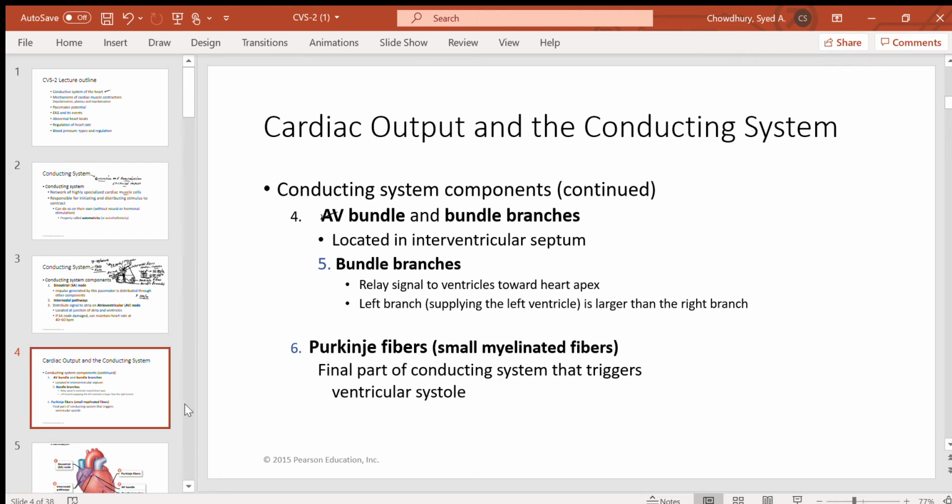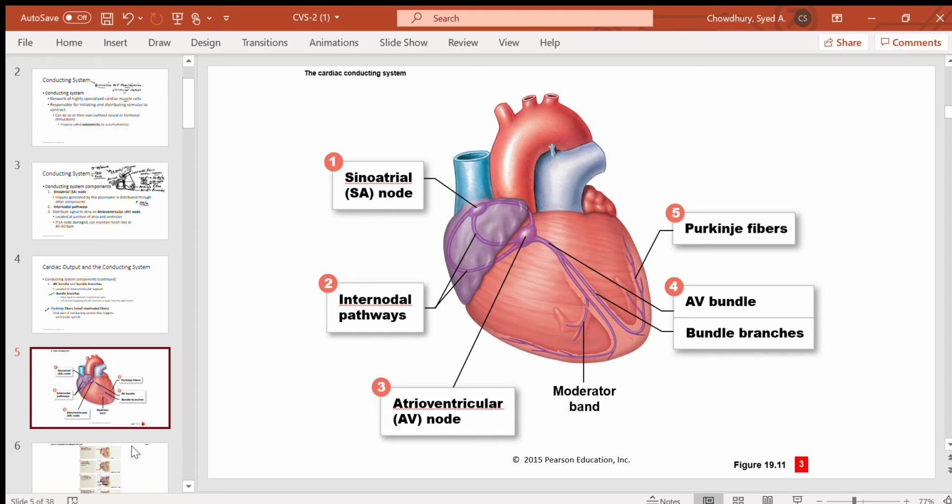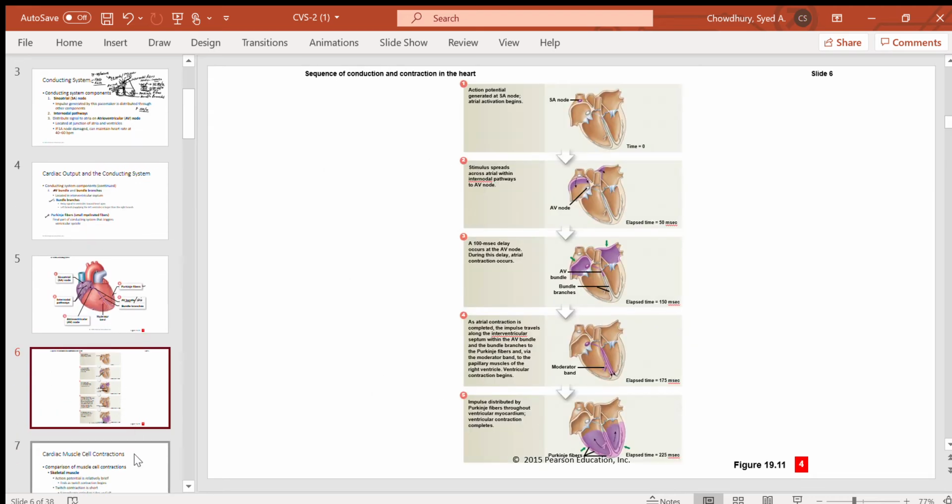So you see those parts I already mentioned. Here you can see this is the SA node and AV node, both located in the right atrium, and the internodal fibers. Okay, the bundle of His or AV bundle. This is also called the bundle of His. And then it divides into right and left branches and goes to the wall of the ventricles and gives branches called the Purkinje fibers. Okay.